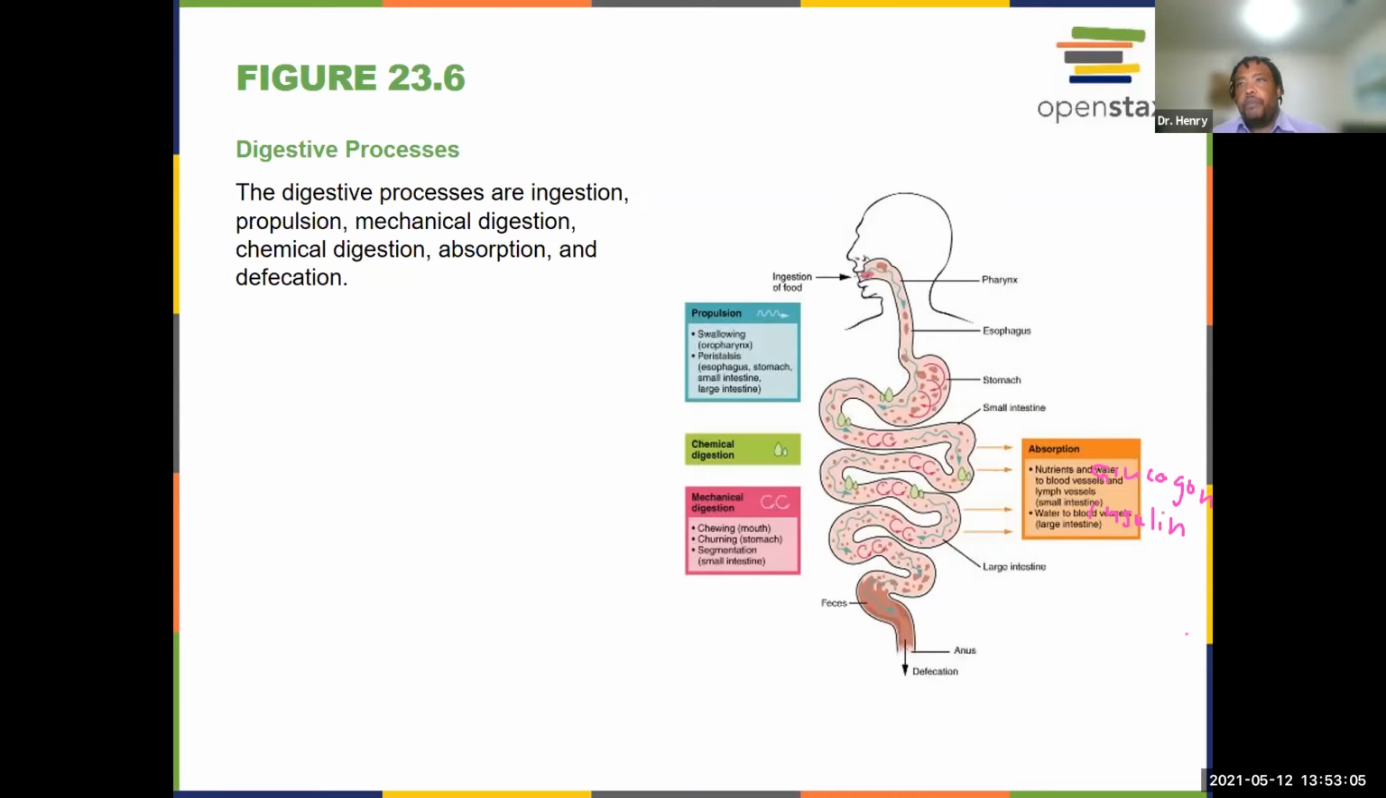Okay, so we can break down the process through various parts and give the function of the different components. For instance, swallowing is a result of the oral pharynx region.